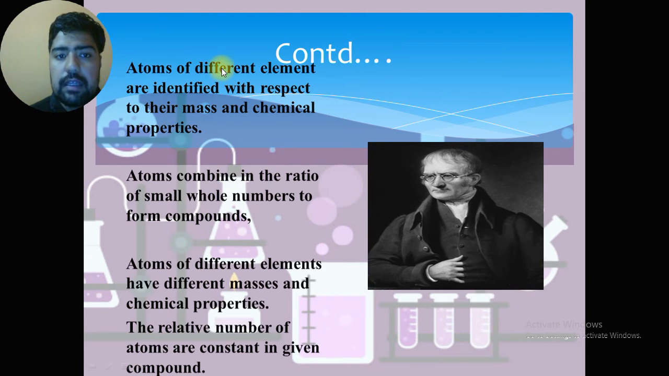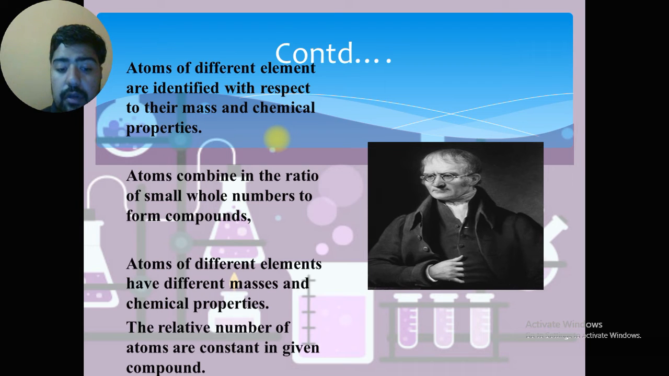He also said that the atoms of different elements are identified with respect to their mass and chemical properties. So atoms of different elements and compounds are different from each other in terms of their mass and chemical properties. These atoms combine in the ratio of a small whole number, and combine with each other to form compounds. Atoms of different elements have different masses and different chemical properties. That's why they differ from each other.